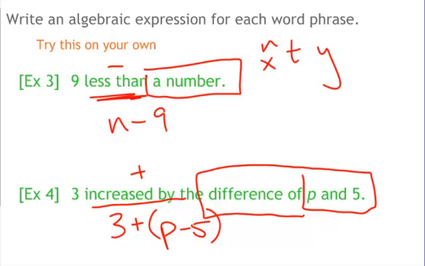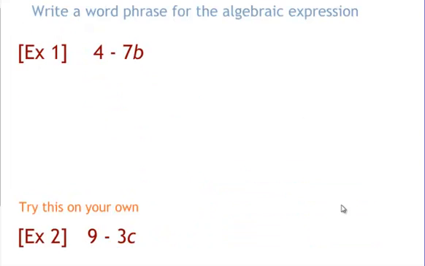3 increased by the difference of p minus 5. Because if we just would have kept it like this, this would have been 3 plus 5 minus 3 plus p minus 5, and that wouldn't have worked. So that can't work. It has to be 3 increased by the whole difference of p and 5.